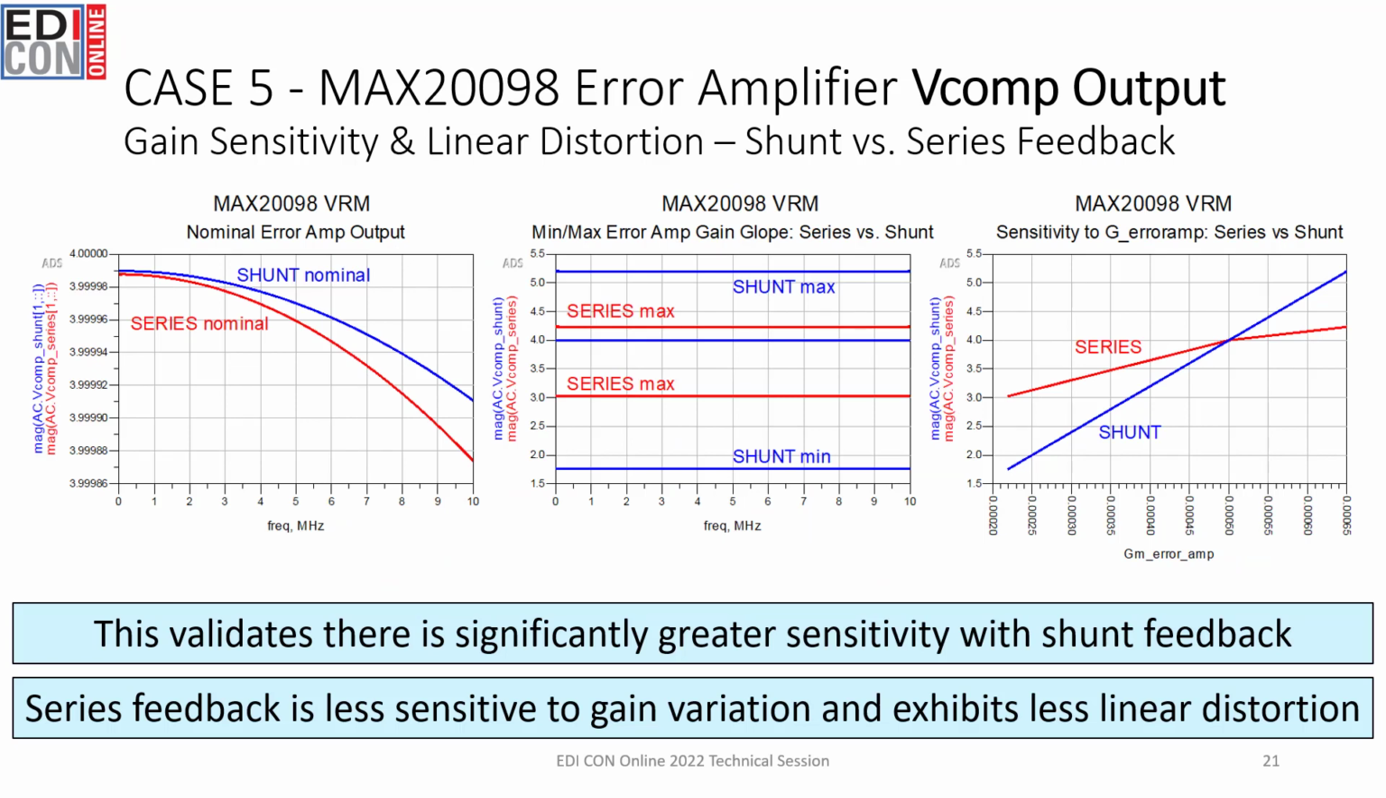Again, as we've shown in the earlier 4 test cases, the results here are no different. We can see that Vcomp output when comparing the shunt versus the series compensation is much wider with the shunt compensation, and we have a tighter output range with the series.